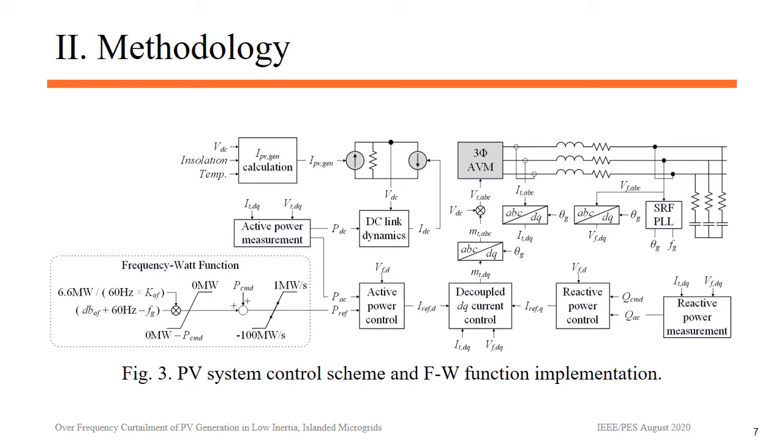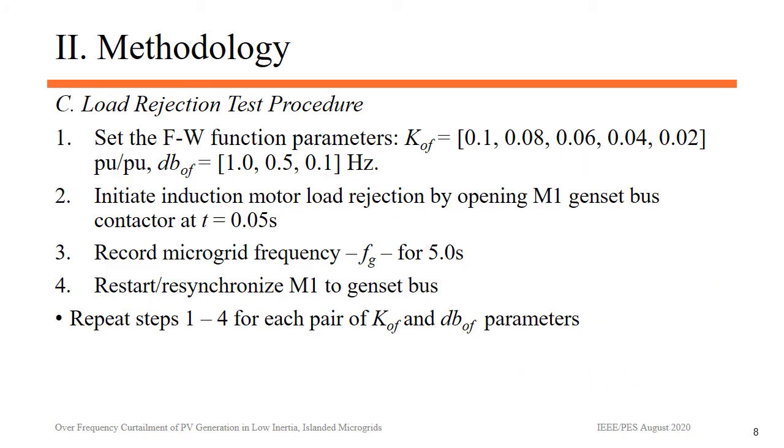Figure 3 illustrates modeling of the PV system equipment and control system, as well as how the frequency watt droop control is implemented. For each test set, the load rejection event is repeated for each combination of droop slope and deadband test values. The procedure for performing the load rejection tests is shown here.